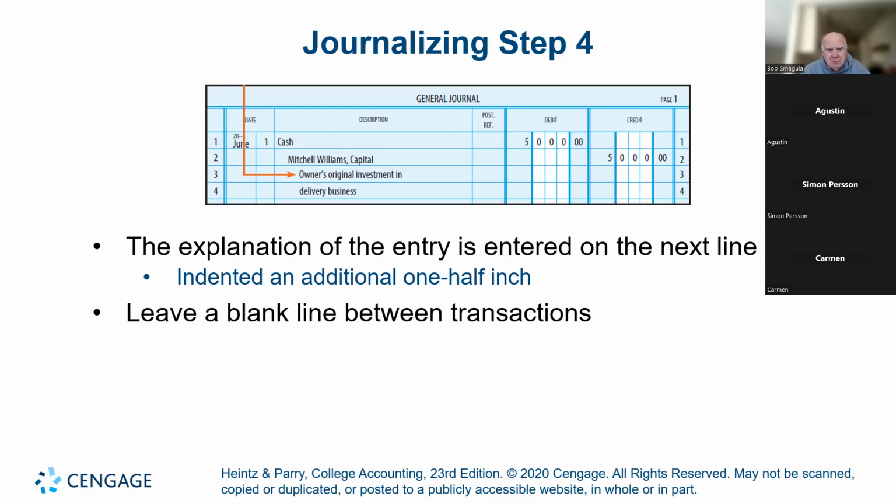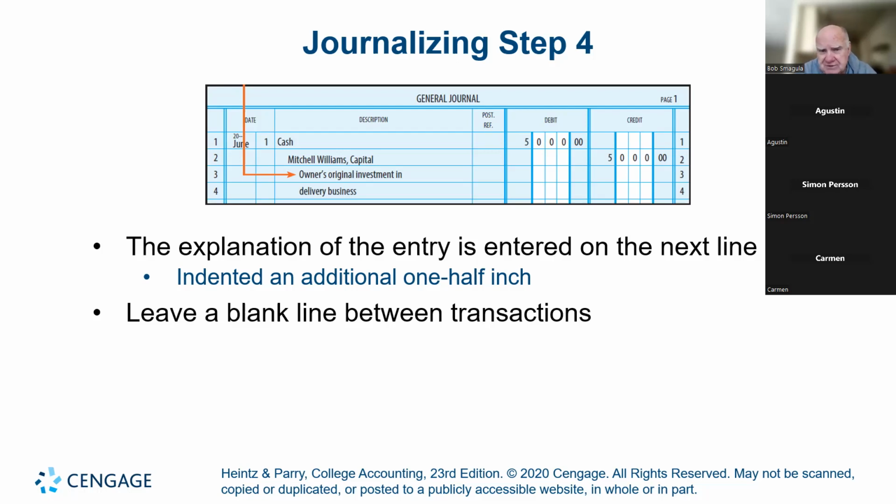But what do we do? We debit cash. We go to the debit column and, not posting yet, enter the $5,000. We credit capital on the credit side. And then it's mandatory to have a very, very brief explanation, and 99% of your explanations can begin with these two words: to record. My explanation, if I was doing this, would be: to record owner investment.